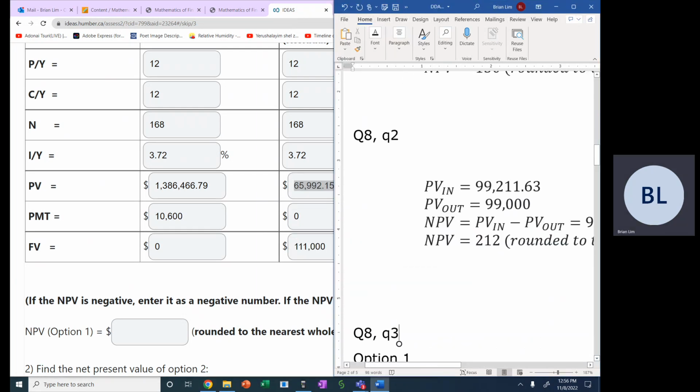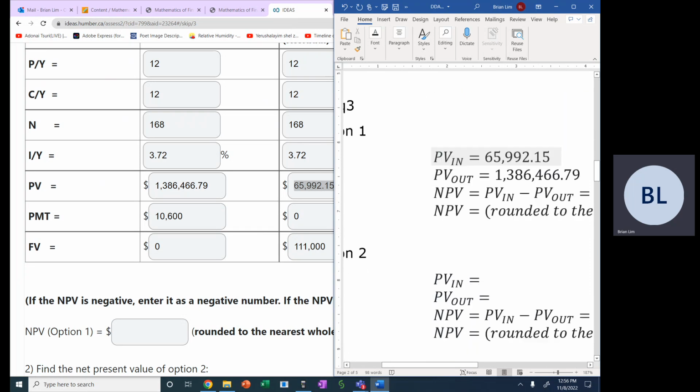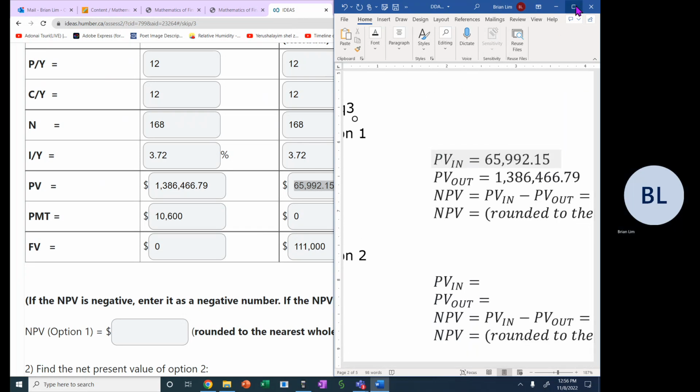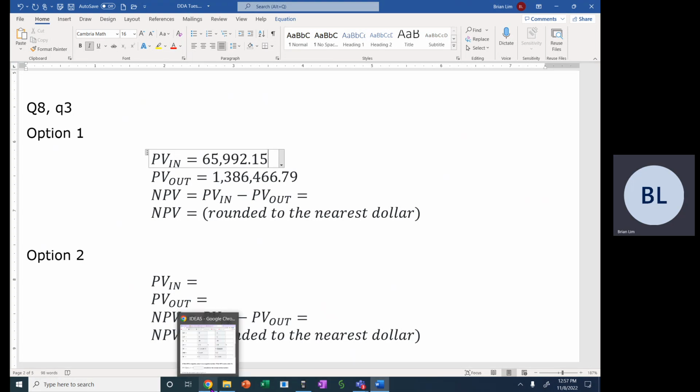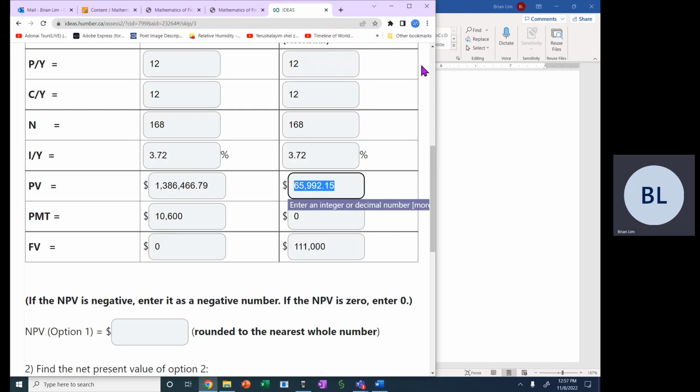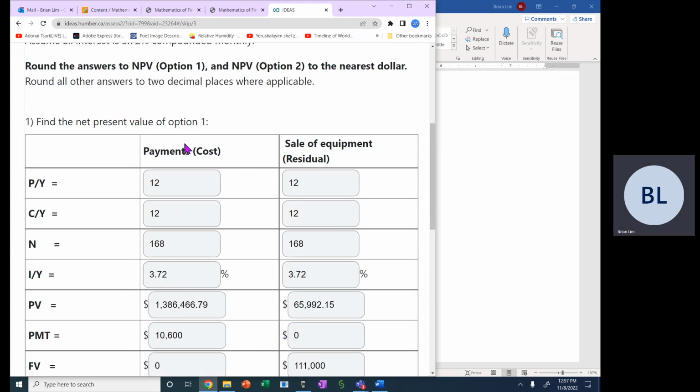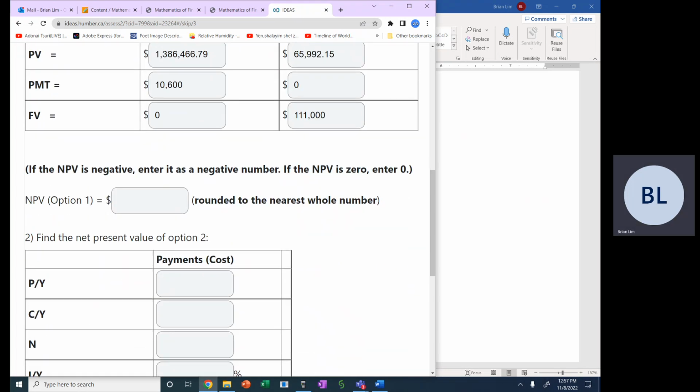All right, so let's go over here again. It's question number 3. Maybe we should make it large so we can see what is happening. So this one is the out and this one is the in. Now it's correct. Let's be sure of what we're doing. This is the cost right there, and then this is the residual value. So that is what we have, and we have that done there.